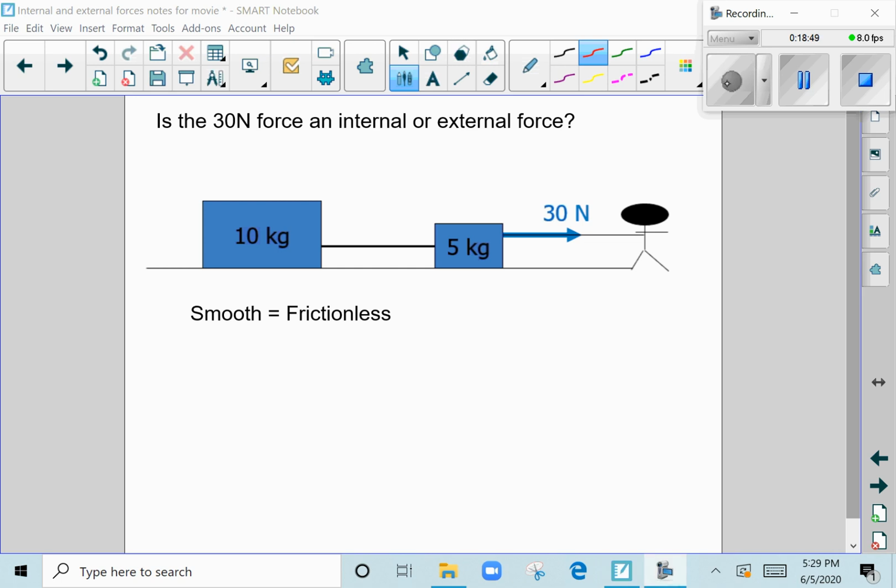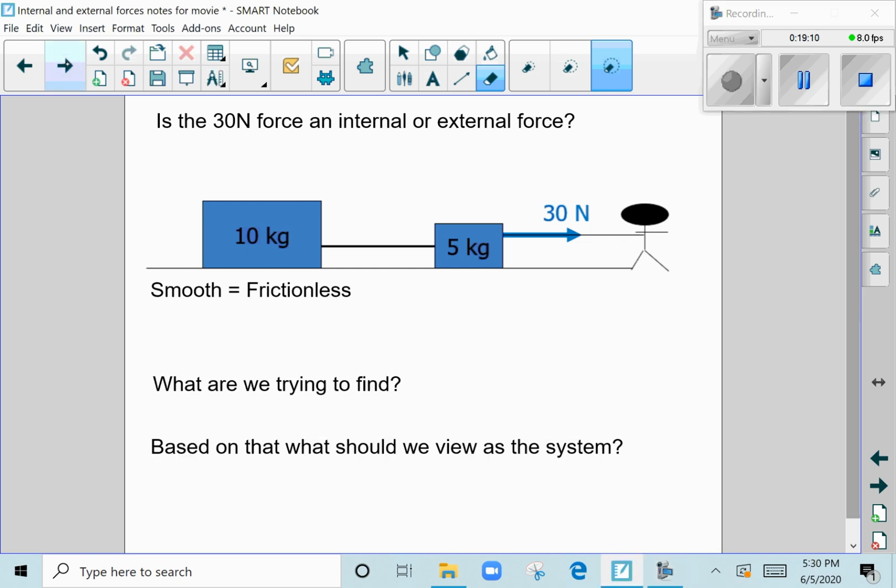And to be very honest with you, if you think you have an answer, you are missing something. And if you're very confused by this question, then that's actually really good. The reason for that is this is a very bad question. For me to answer this question, I need to know something, such as what are we trying to find out? What are we trying to solve for? And based on that, I will then be able to define what my system is.